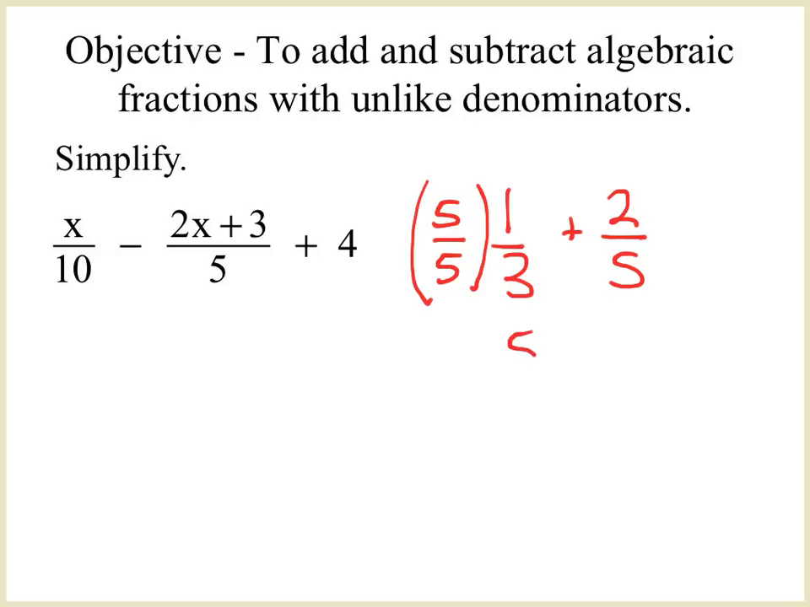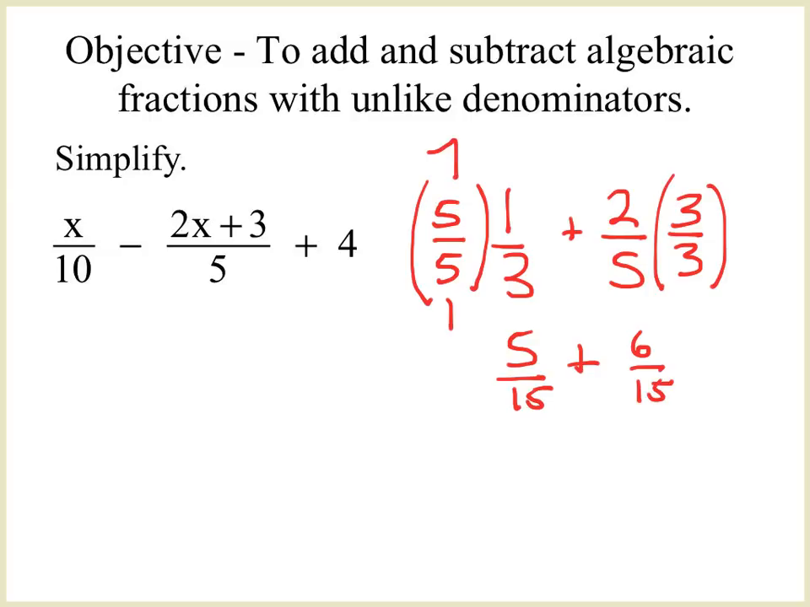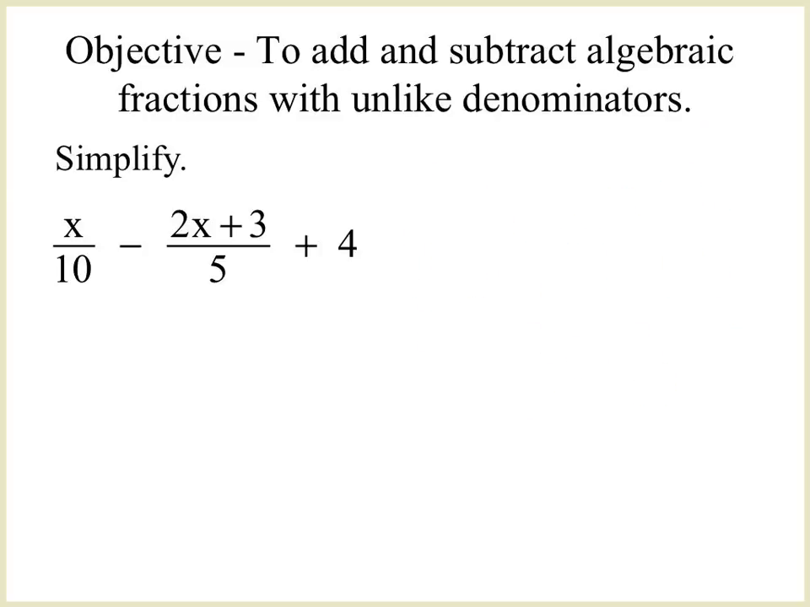So now what I'm going to have is 5/15. In order to get this one, I'm going to have to multiply it by 3/3. And now I have 6/15. Now remember, this is just a fancy 1. So each time I'm not changing the value of the fraction, I'm just renaming it by using the identity property. So we're going to do the same thing with variables.